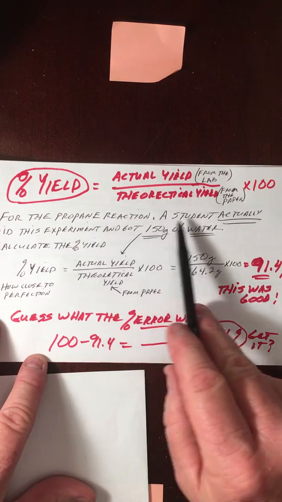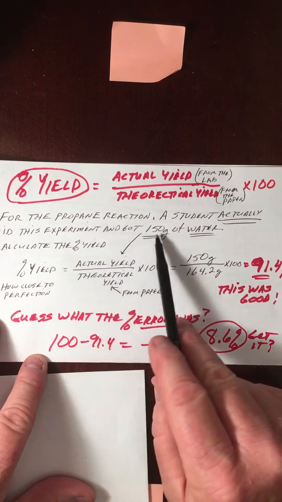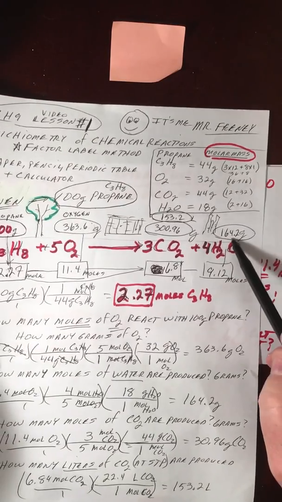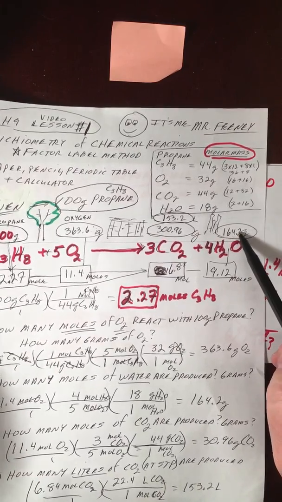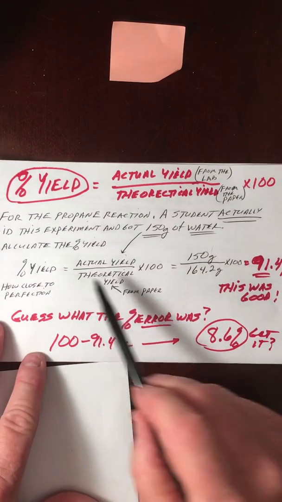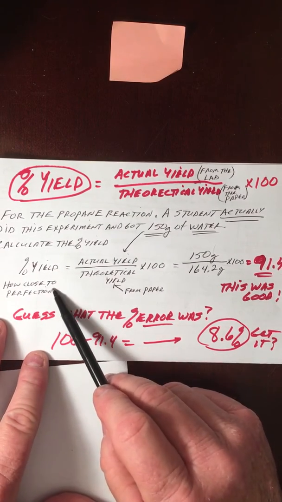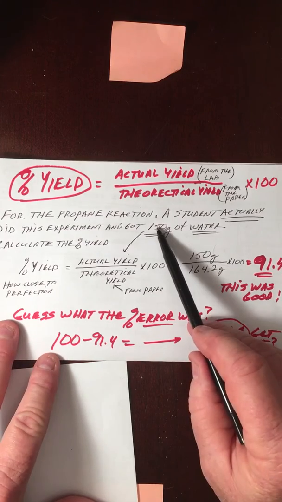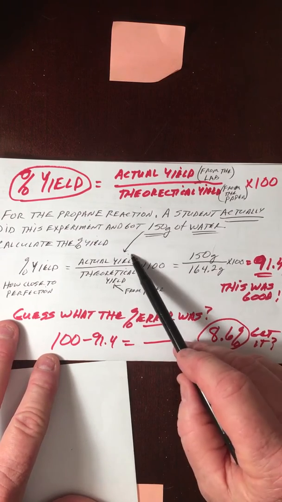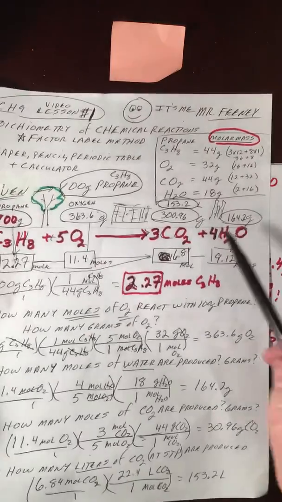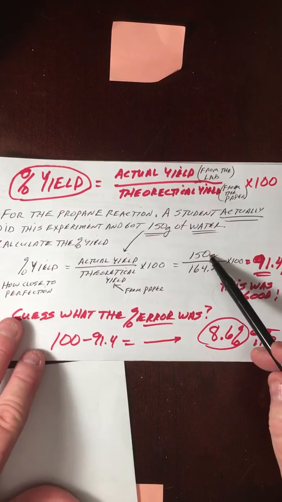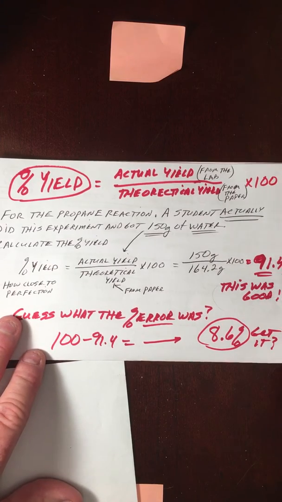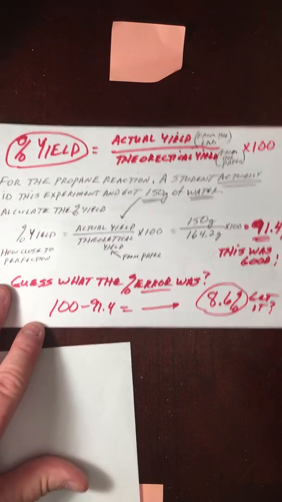For the propane reaction, a student actually did this experiment and got 150 grams of water. What did the paper say? The paper said that theoretically you should get 164.2. That's the perfect world. We're not going to be perfect, so percent yield is kind of like how close to perfection you got. Actual yield, they got 150 grams when they actually did it. The theoretical yield, 164.2, that's on paper, times 100. Look at this, 150 divided by 164.2 times 100. Wow, 91.4. That was good.